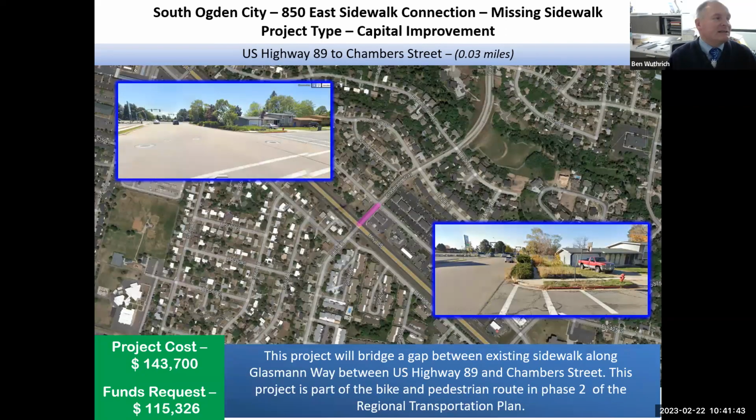The next project is also in South Ogden. This is also a sidewalk project on 850 East, sidewalk connection between US 89 and Chambers Street. Less than a tenth of a mile in length, but the project estimated cost is $143,000 plus. Funds being requested is $115,000 plus. And that's the last project in the TAP program.